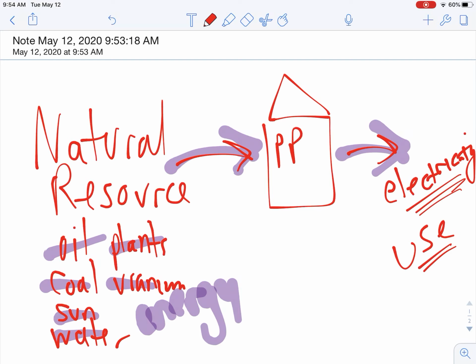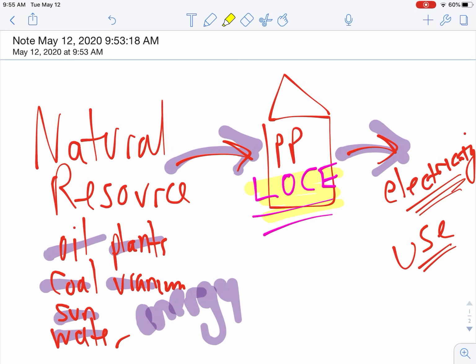Now, what do we know changes energy, everyone? The LOCE. And so basically what happens in a power plant is that it takes the energy of a natural resource and it transfers it into electrical energy using the law of conservation of energy. And that is very important. And everyone, power plants get a really bad rap these days, but they are necessary. Power plants are necessary to give us electricity, to change the energy of a natural resource into electricity.